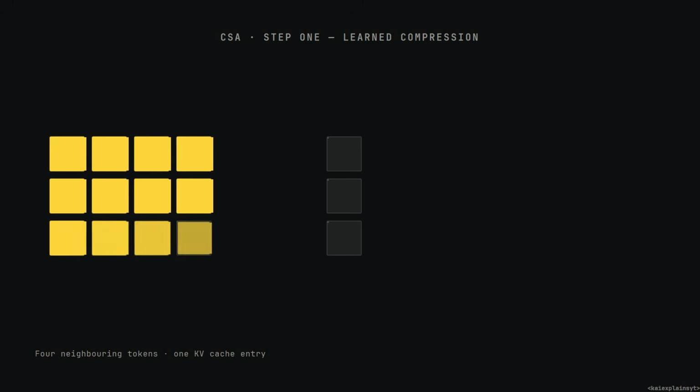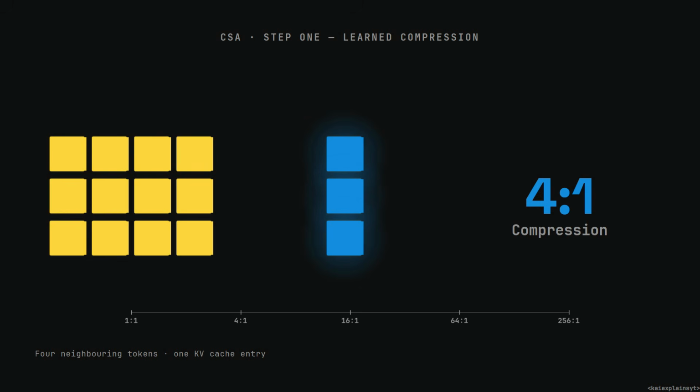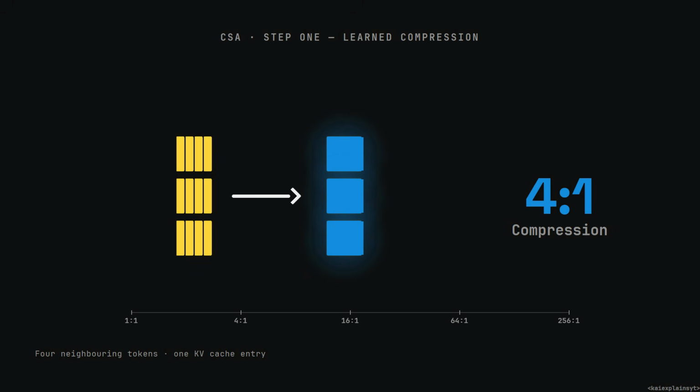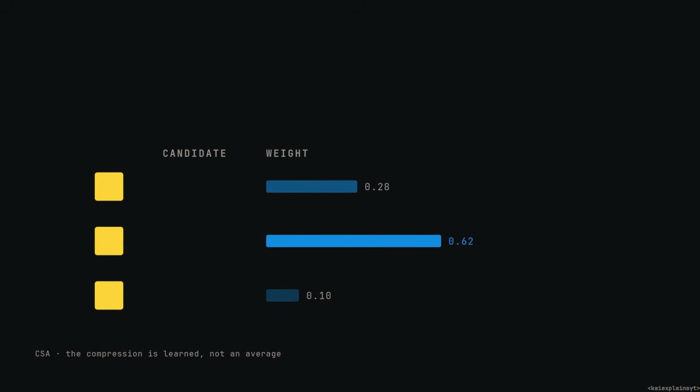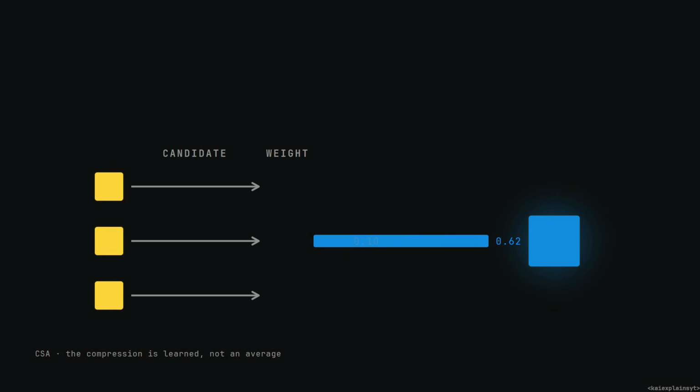A few neighboring tokens usually carry one idea between them. So instead of keeping every token as its own entry in the KV cache, CSA compresses every 4 tokens into a single entry. The compression is learned, not a simple average. It isn't take 4 tokens, smush them together, hope for the best. Each token produces a candidate and a weight, a signal for how much it should contribute to the compressed group. So the model learns which information to preserve and which to let fade into the summary.